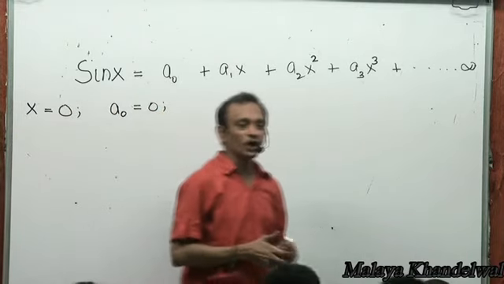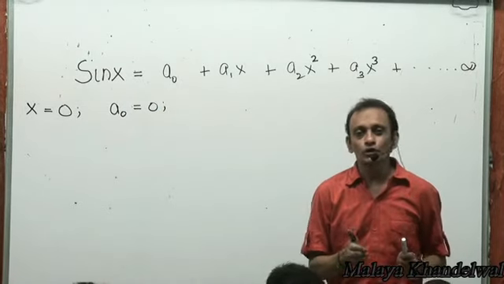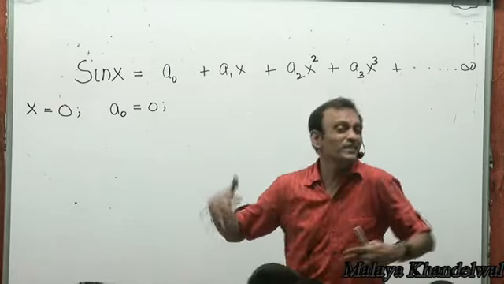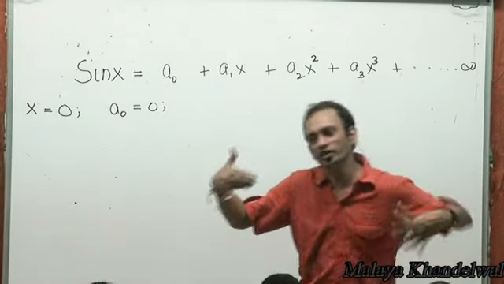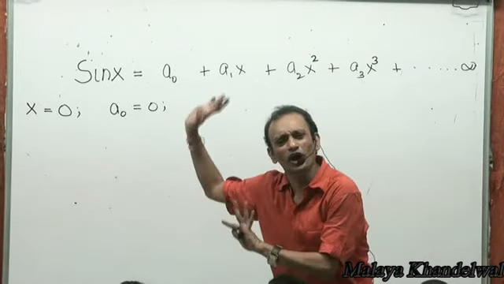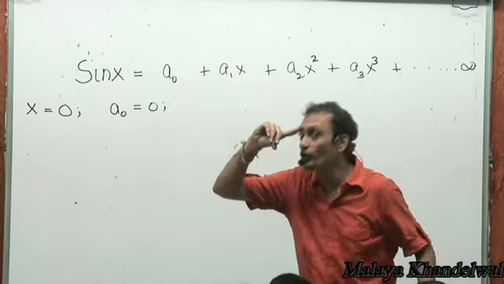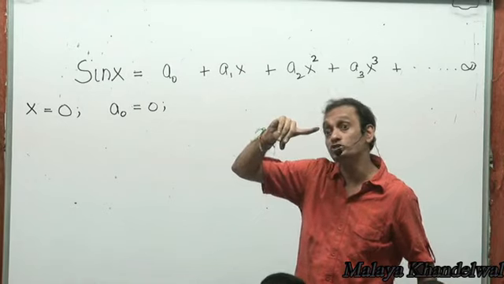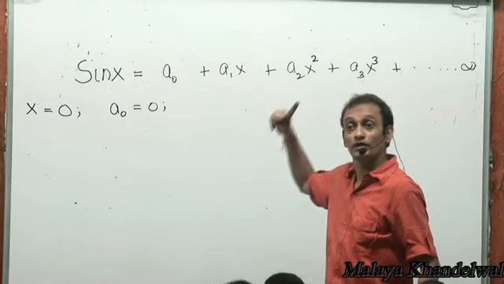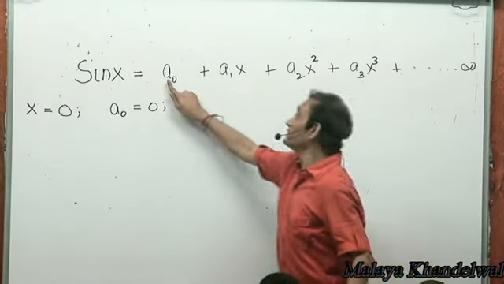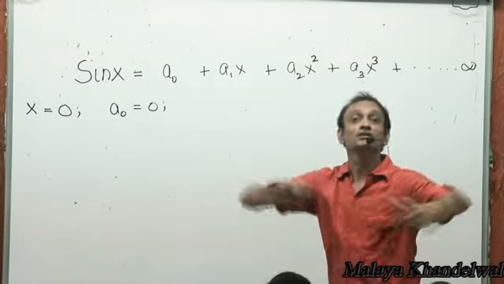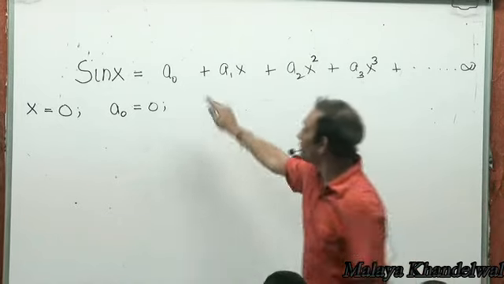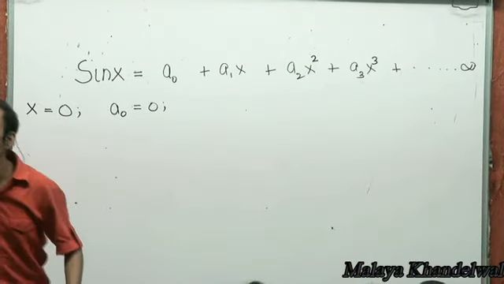Now that you know a naught, it would be a good idea to wither away a naught and deal with the rest. Be a little worldly wise now. A naught ka kaam ho gaya. Let's throw a naught out now. How to throw a naught out? A naught is a constant. So if you differentiate with respect to x, then the derivative of a naught would be 0 because a naught is a constant. So a naught gets bundled away, right? So let me differentiate both sides with respect to x.